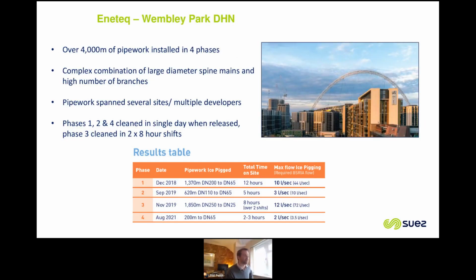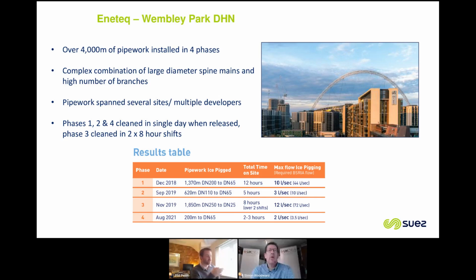The final case study is some work we did for Enertech. They installed over 4,000 meters at Wembley. Obviously, there's an awful lot of work going on at Wembley at the moment. And it's a really complex combination of large diameter spine mains with small diameter branches, which is quite tricky for the commissioning process due to that big range of sizes. And again, each of these was cleaned in a single day.